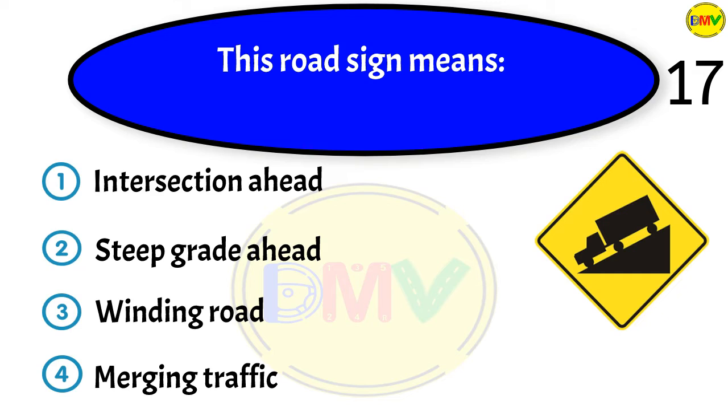Question 17. This road sign means: 1. Intersection ahead. 2. Steep grade ahead. 3. Winding road. 4. Merging traffic. The correct answer is 2. This sign indicates that a steep downhill grade is ahead.